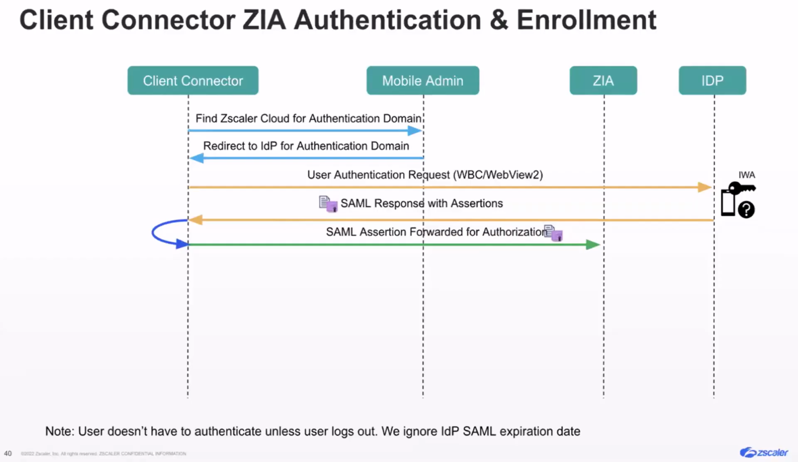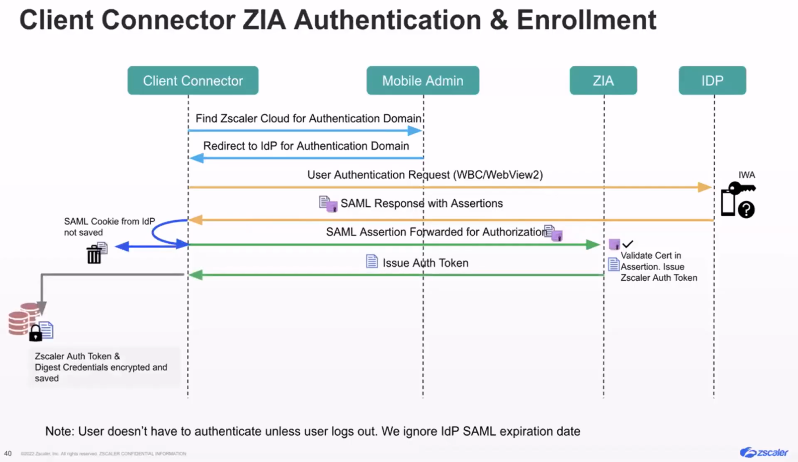If you are being prompted, that means you have to solve that seamless SSO issue, right? Because we aren't an SSO solution. We hook into it. All right. So the next thing after that is we validate that the SAML assertion came from a trusted IDP, right? Also, then we issue an auth token that's our own that we encrypt and save within a file within Client Connector. We take the original SAML cookie from the IDP and say, we toss it.